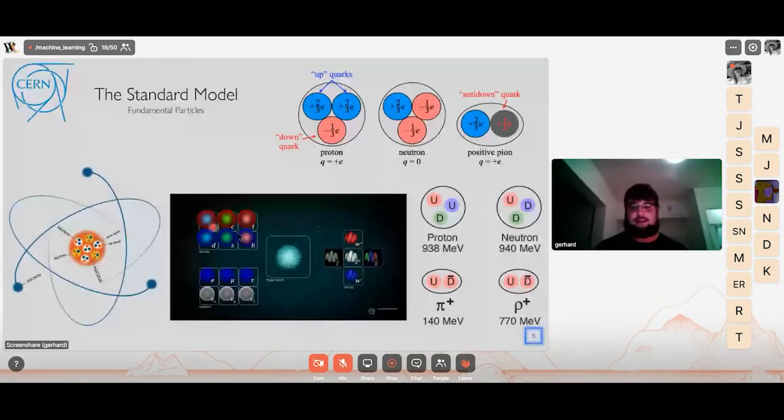Yeah, and then you've got other kinds of hadrons which only have two quarks, and in that case you'd have a red and an anti-red, which would also give you a balance of 0.